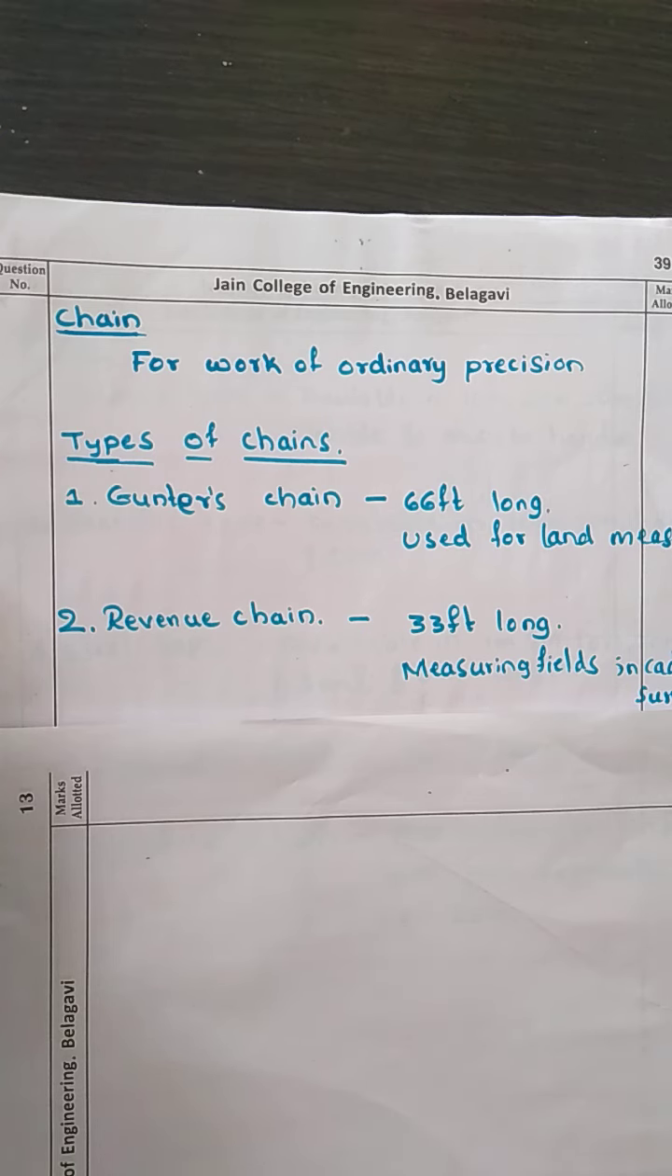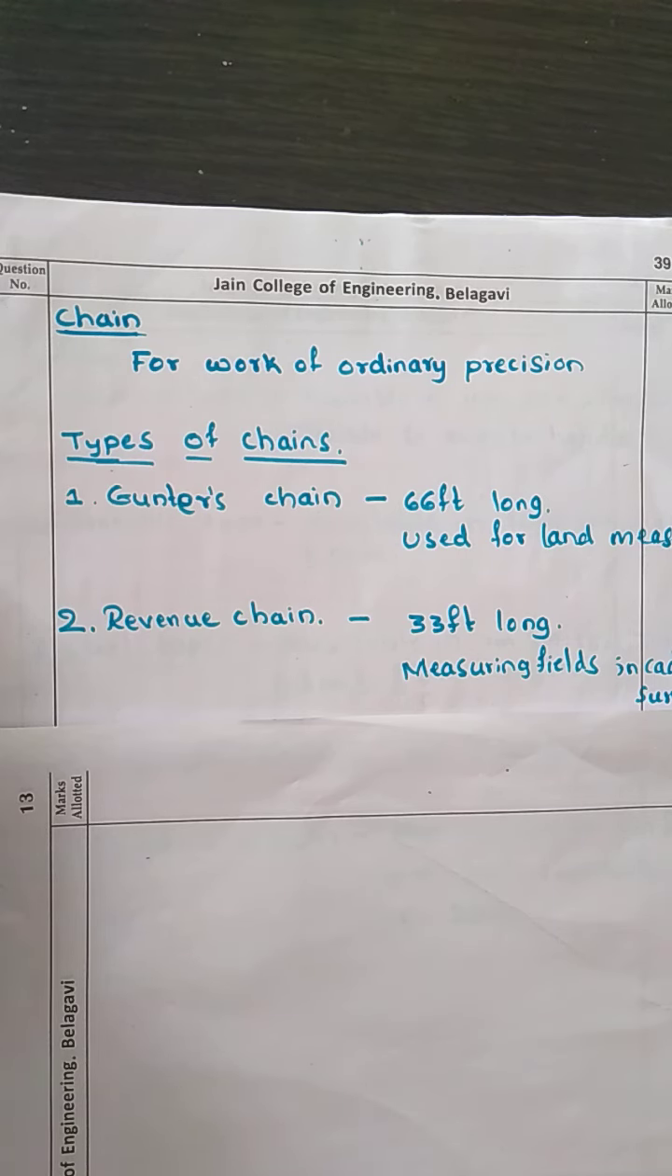It is used for ordinary precision, but wherever greater accuracy is required, we use the tape. The term chaining is used for measuring the horizontal distance either by chain or by tape. When we use both, chain and tape together, we call it chaining.